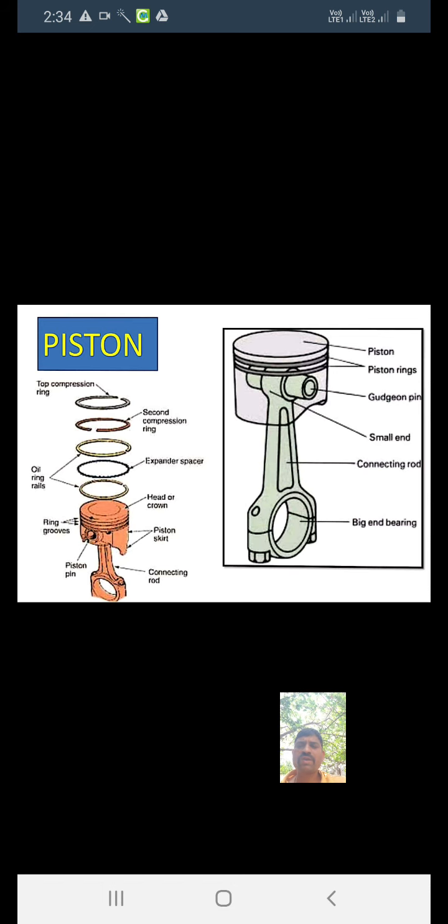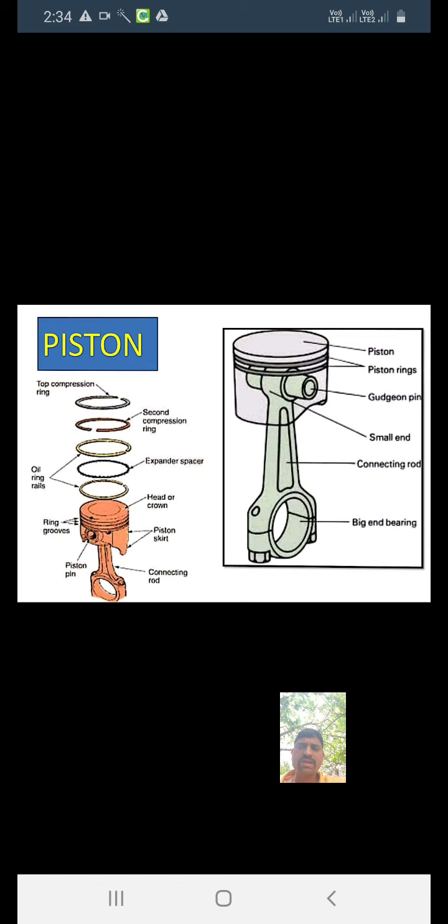Then the second part is the piston barrel. The piston barrel supports the piston head and provides the seat for the piston rings. There are two piston rings shown in the figure. What is a piston ring? The piston ring seals the cylinder and prevents the leakage of gases. If there is any leakage, it is prevented with the help of the piston ring.